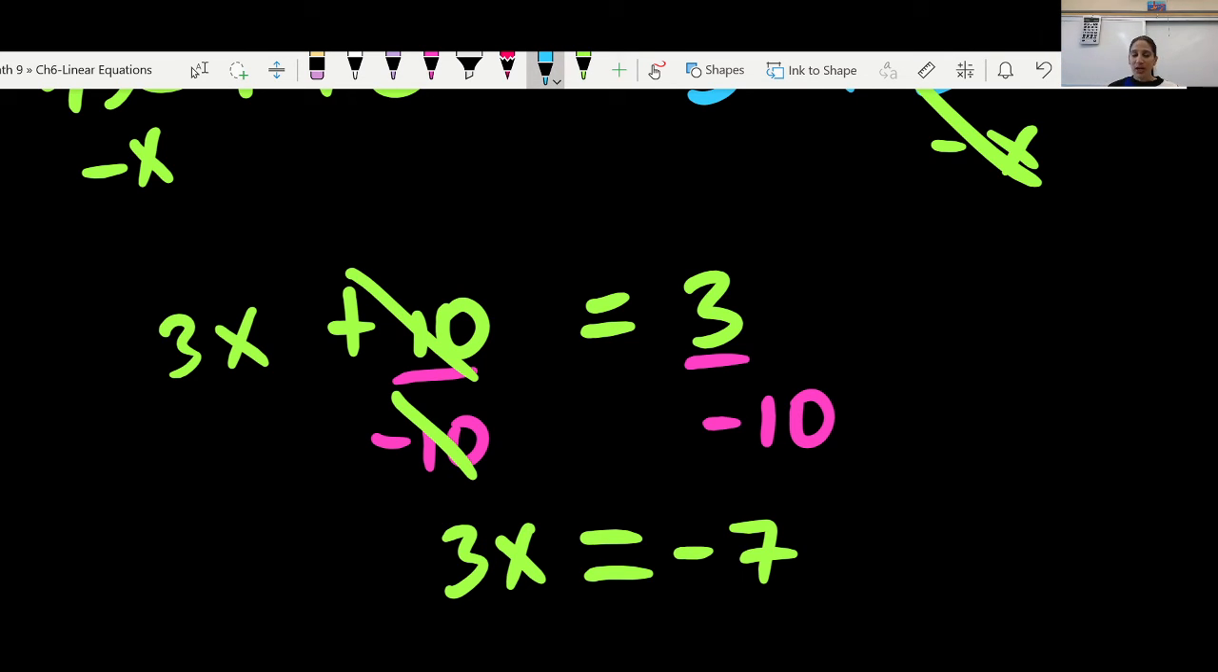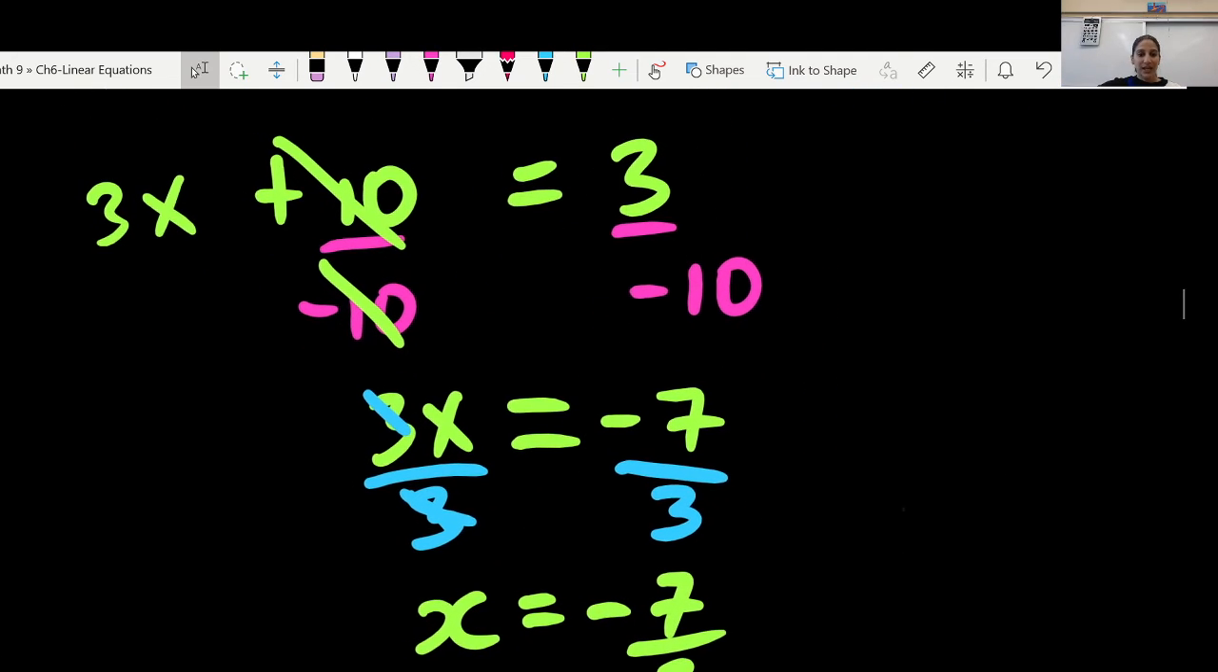And then we want x by itself, so we would divide both sides by 3. We've been doing this for a while. Remember, algebra is all about opposites, so if you're multiplying 3 times x, the opposite would be dividing by 3. So we do that to get rid of these, and we would get x equals negative 7 over 3.